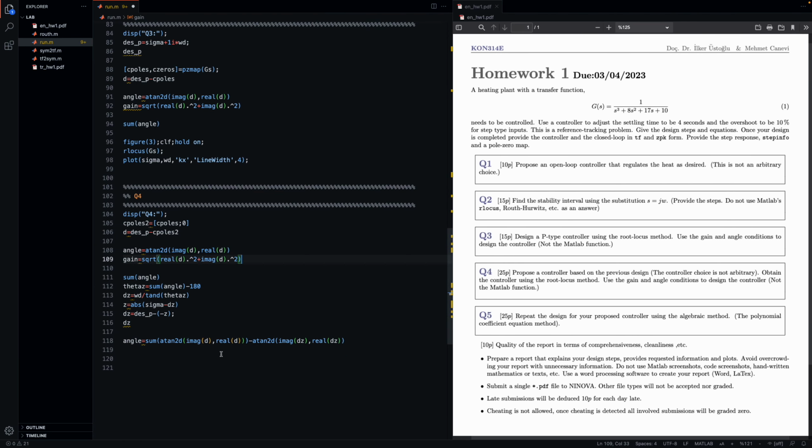Now for the gain, I'm going to do the same, but I need the product of this vector here divided by the same thing for dz.